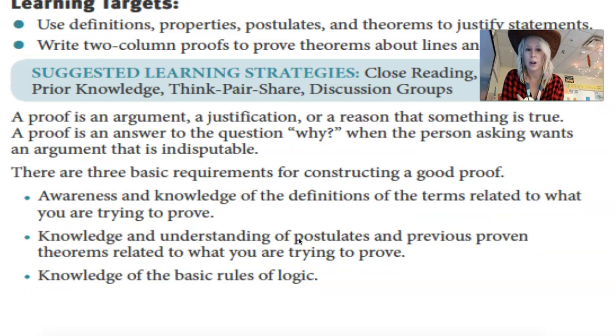So there are three basic requirements for constructing a good proof. One, you have to have awareness and knowledge of the definitions of the terms related to what you are trying to prove. So if we're talking about segments, we need awareness about the segment addition postulate and midpoint. If we're talking about angles, I need some knowledge of my angles. So maybe complementary angles are going to come back, supplementary, etc. Two, you need knowledge and understanding of postulates and previously proven theorems related to what you are trying to prove. Again, the angle addition postulate, segment addition postulate, I need understanding of those: part plus part equals my whole. And three, I need to know the basic rules of logic. So how do I sequence something in order logically to prove something?